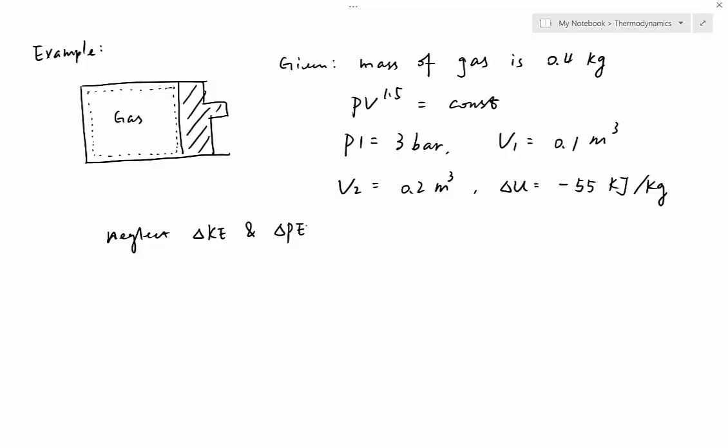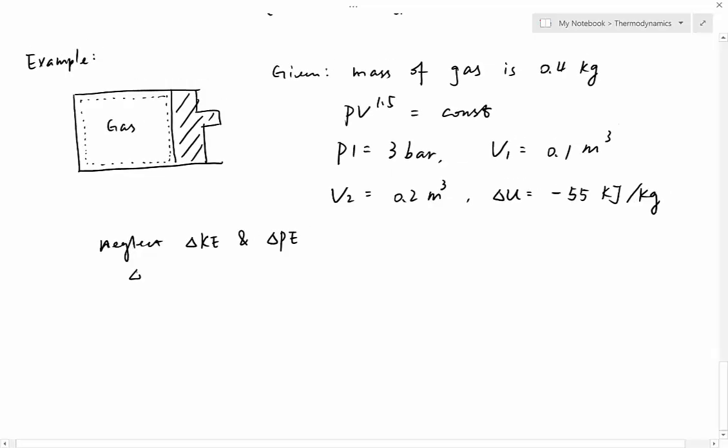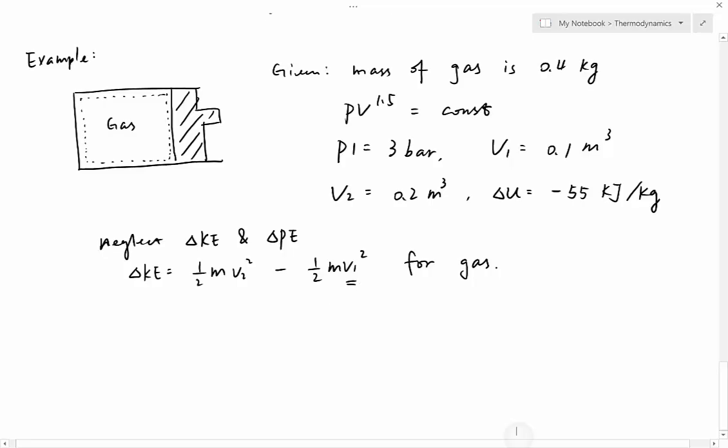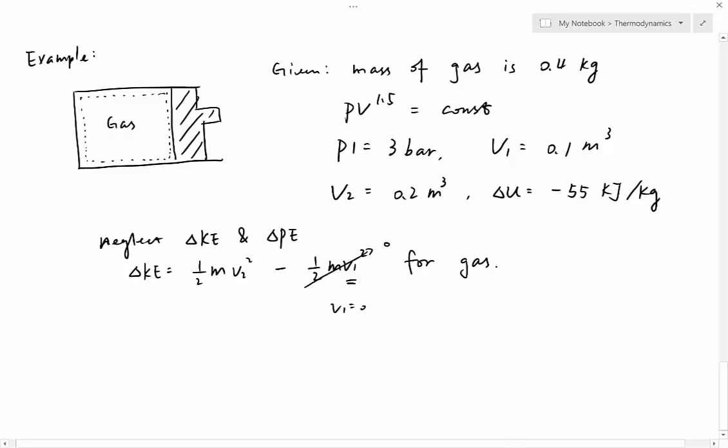Okay, do you think it's reasonable for us to neglect delta KE and delta PE? The answer is yes, it is. Why? Because what is delta KE? Delta KE is final kinetic energy minus initial kinetic energy. And my system is gas. Okay, so what is V1 for gas? What is the initial velocity for gas? Zero, it's not moving. So this term goes to zero.